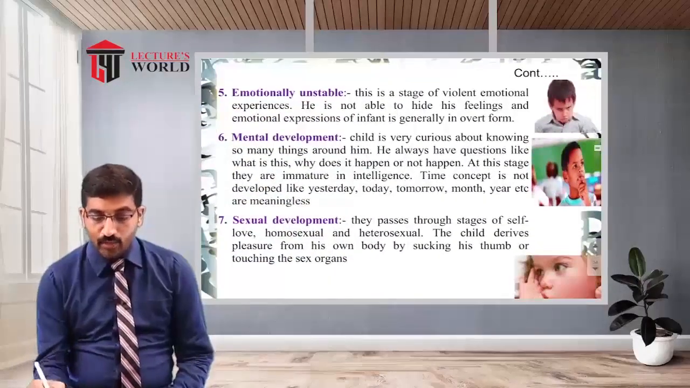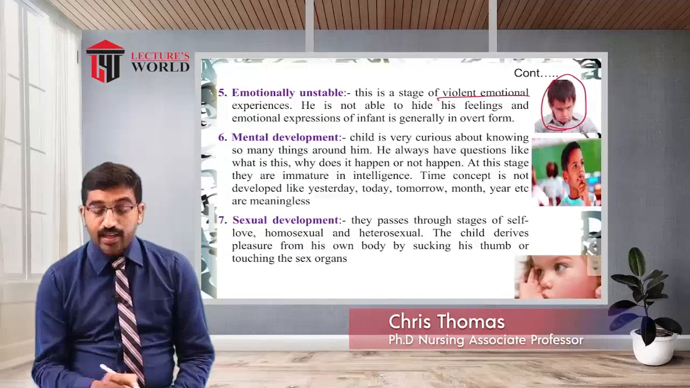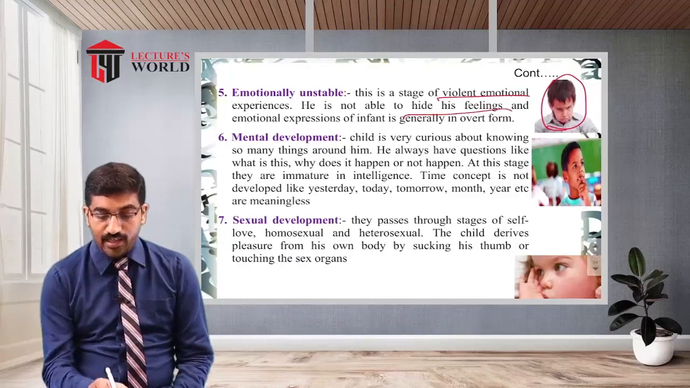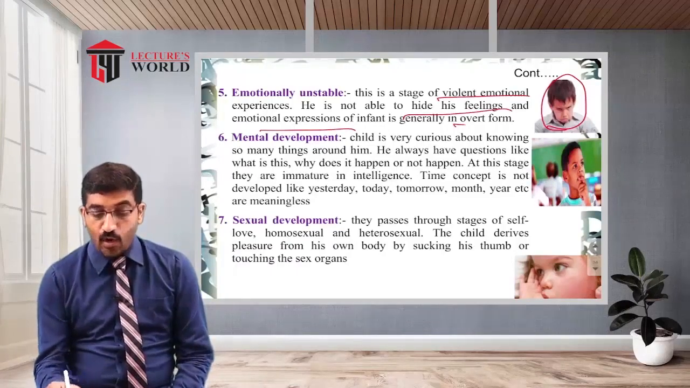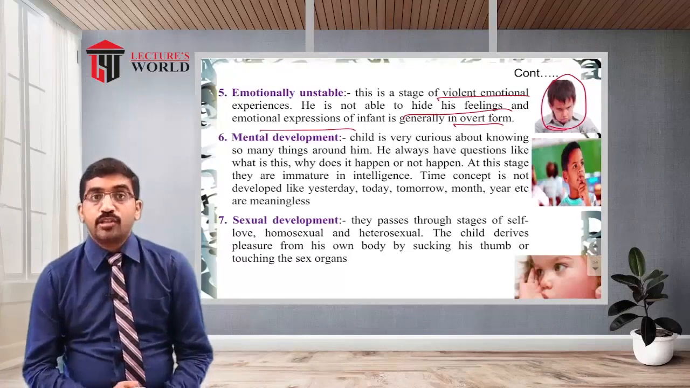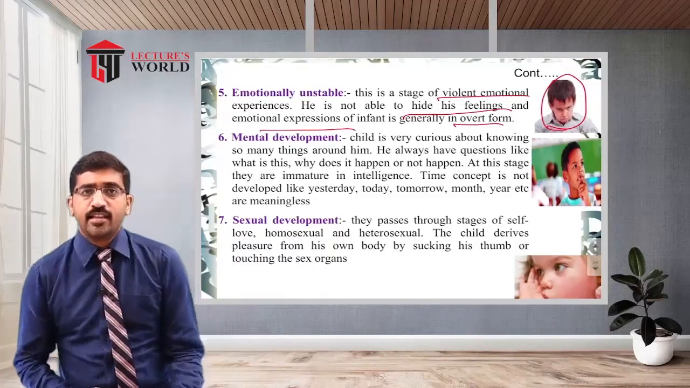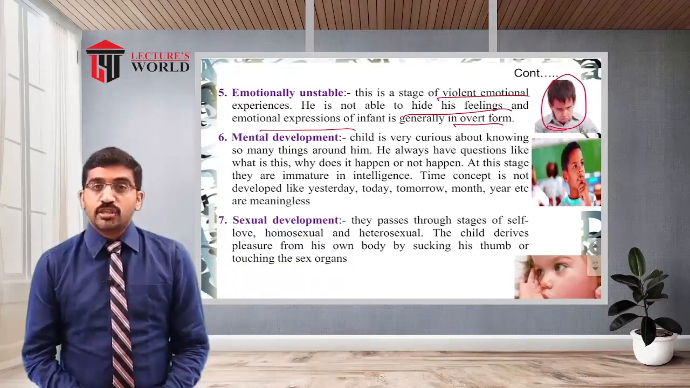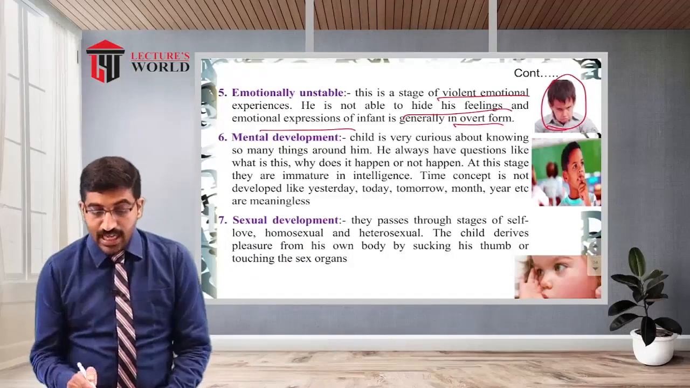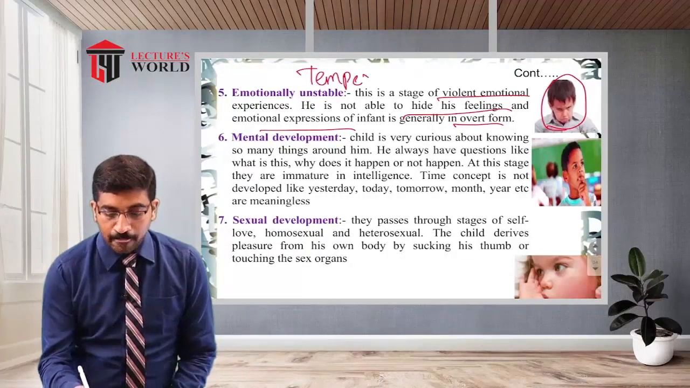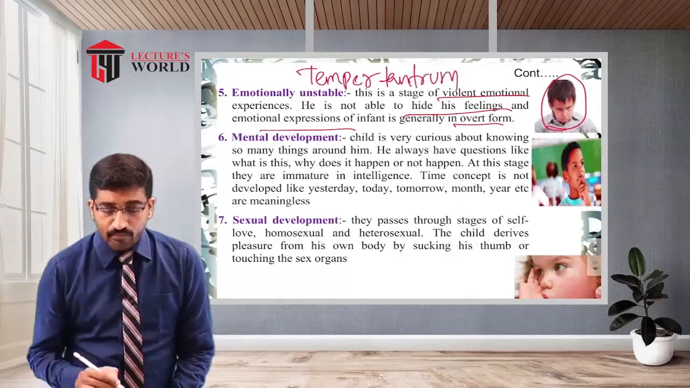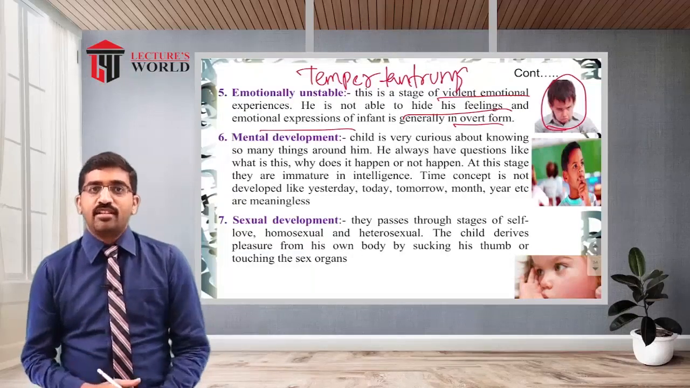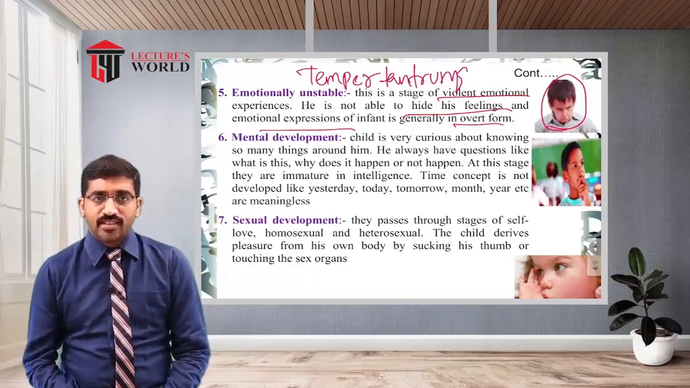Then see, the child will be emotionally unstable because they may have violent emotional experiences. They may make violent attacks on others. They may not be able to hide their feelings or emotional expression, and they may show it in an overt form, openly. They will throw their toys when they feel anger. If the mother is shouting at them, they will shout back at the mother, or they will throw their toys, or they hit their heads. These are all known as temper tantrums. This is one of the behaviors in toddlers, a negative thing. With temper tantrums, they may shout, they may cry, wherever they feel like it, crying in a loud voice.